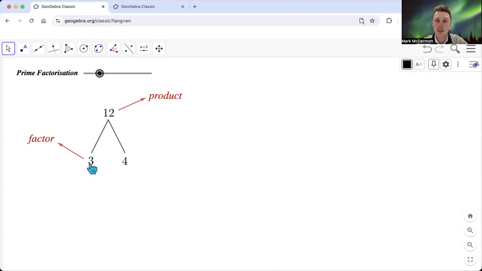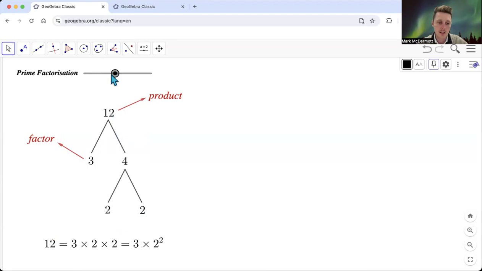Well, there's no other numbers other than 3 and 1 that go into 3. So 3 is a prime number, and you might recall that. 4 is not a prime number because I can think of two numbers that multiply together to give 4. And the answer would obviously be 2 and 2. So we can see that 3 times 4 is 12. We could also say that 3 times 2 times 2 is also 12.